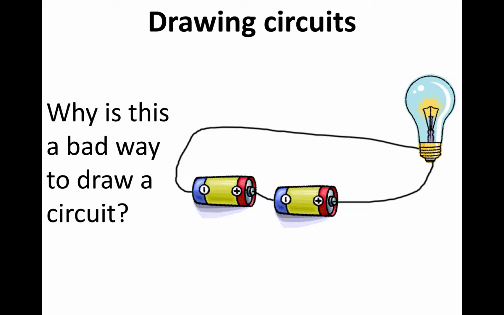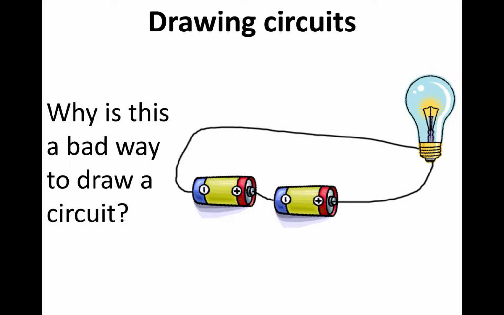So why is this a bad way to draw a circuit? Well, it might be that if you want to get somebody else to build the same circuit as you, they may not have the same cells available. They may not have the same bulb available. So looking at this particular picture, it may be very difficult to tell which particular bulb is necessary, or if you can't access that bulb, whether you could use a different type of bulb.